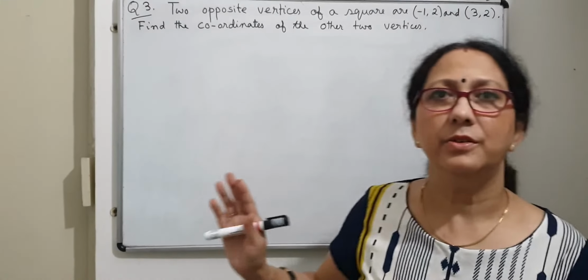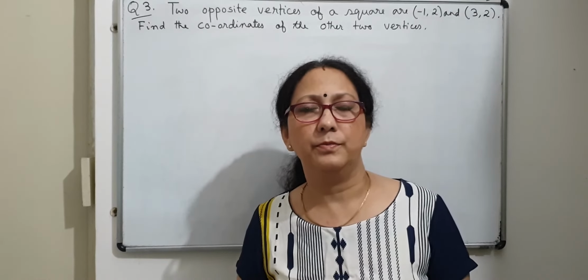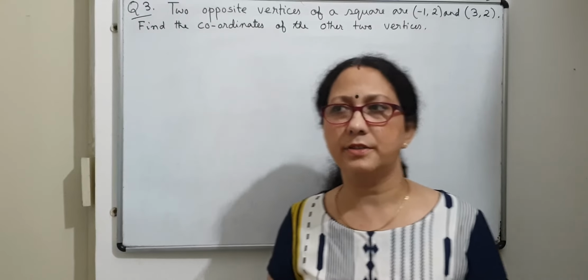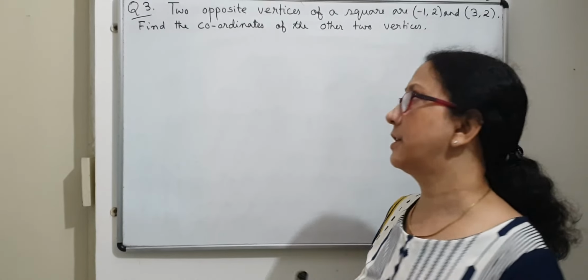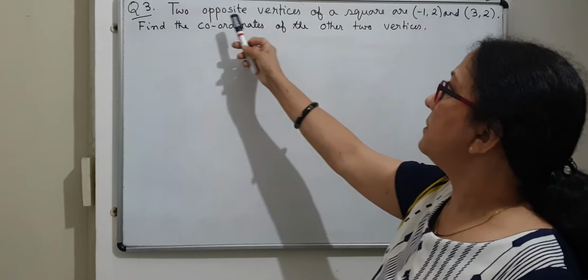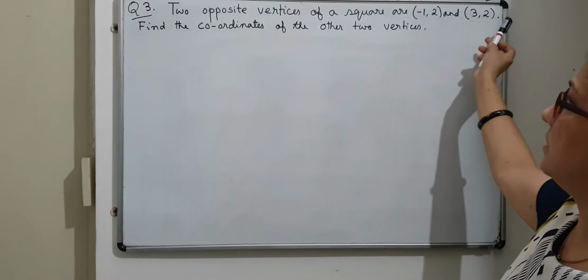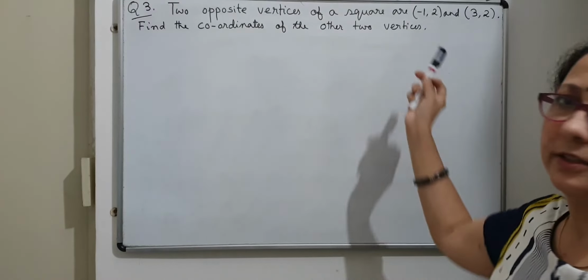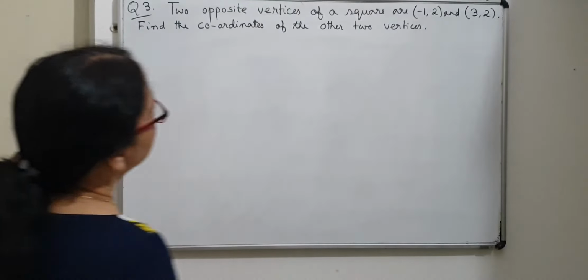Now the next question, which I have taken from the NCERT optional exercise, is question number 4 of the optional exercise. So what is the question? Two opposite vertices of a square are these and these. You have to find the coordinates of the other two vertices. Okay. So let us draw a square.